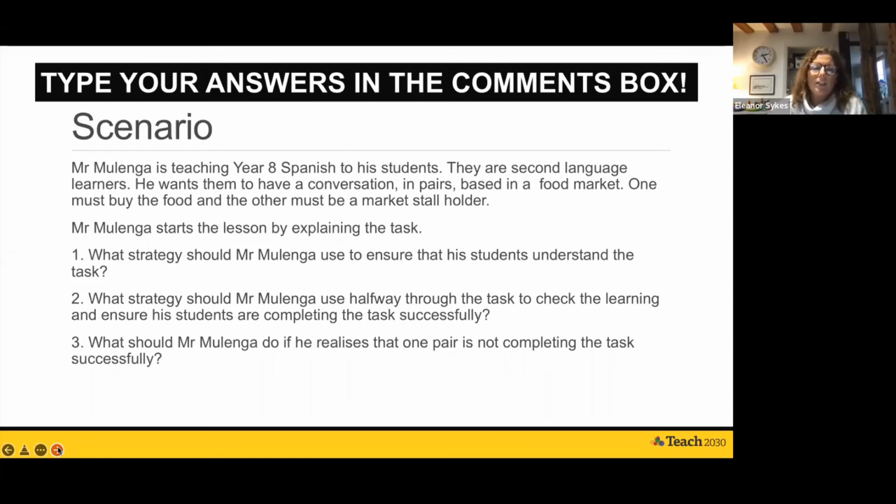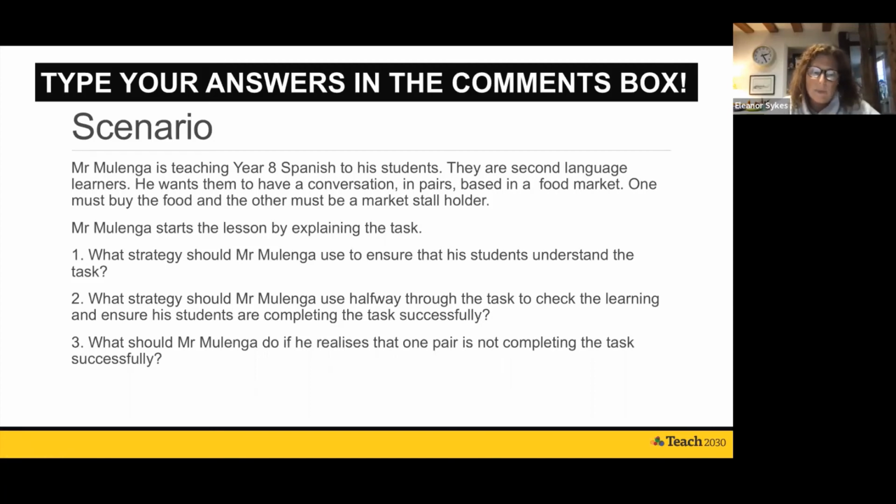What should Mr. Malenga do if he realizes that one pair is not completing the task successfully? Any thoughts from anybody that they'd like to share with us? Not today. No? Okay.